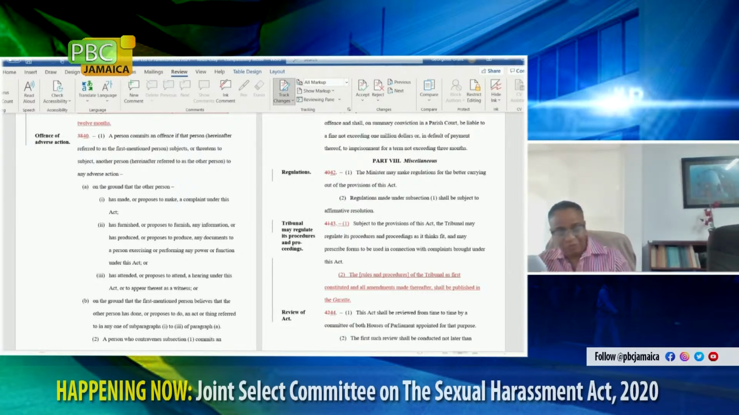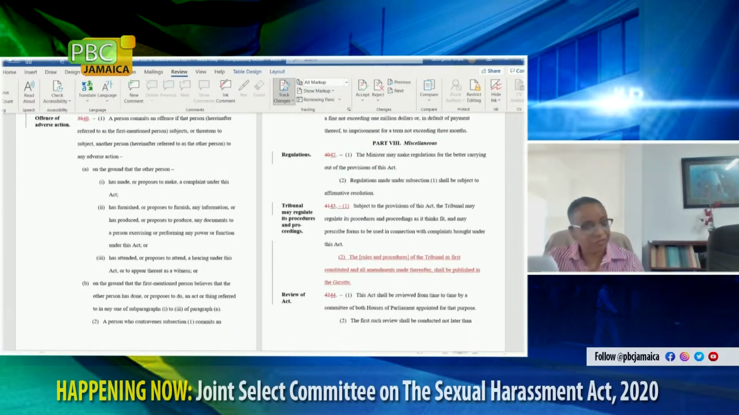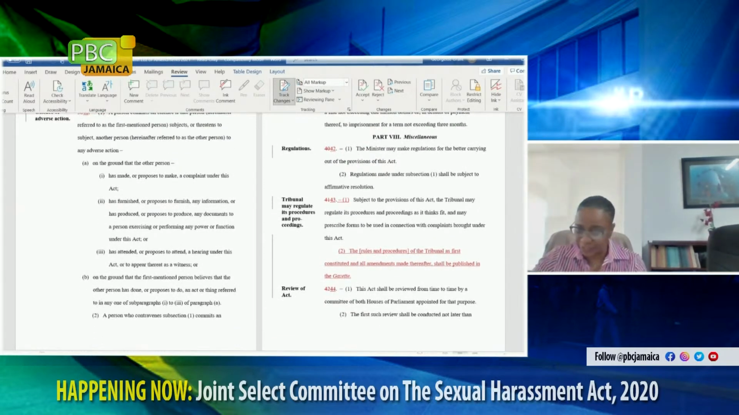And then, Chair, we move on to clause 43 as renumbered, the tribunal to regulate its own procedures, and the committee instructed the technical team that you wanted the rules and procedures of the tribunal as first constituted and all amendments made thereafter to be published in the Gazette. When you said rules and procedures, do you want both published? So the procedures as to how they will conduct their meetings and all of that, and the rules.